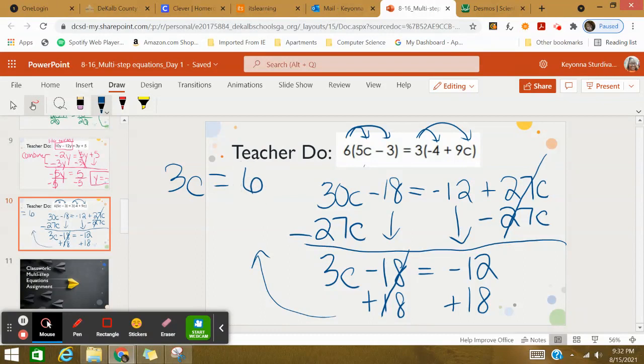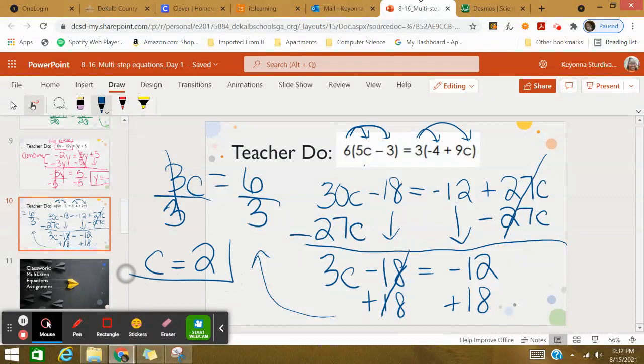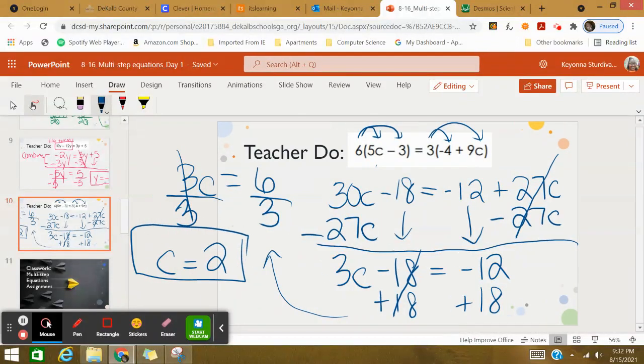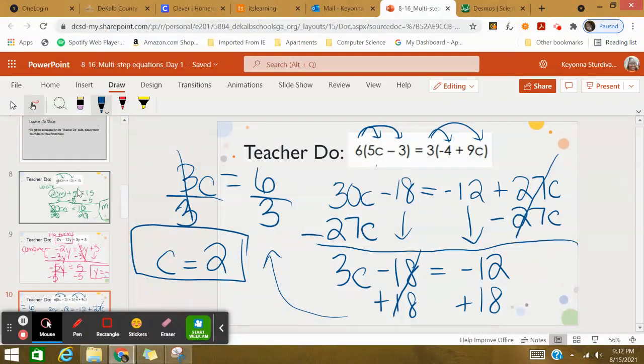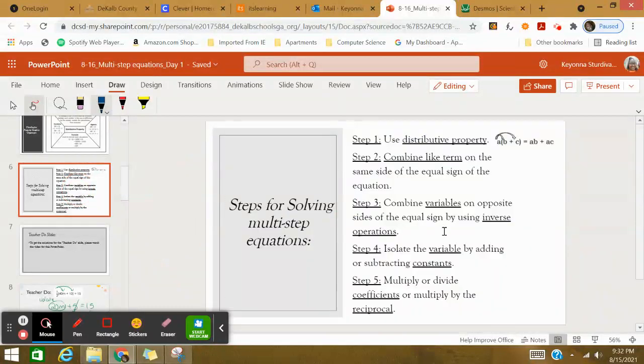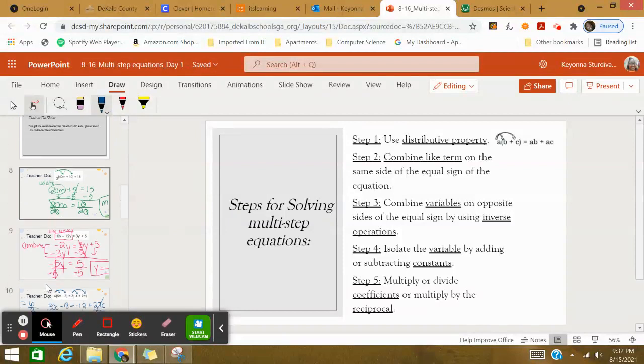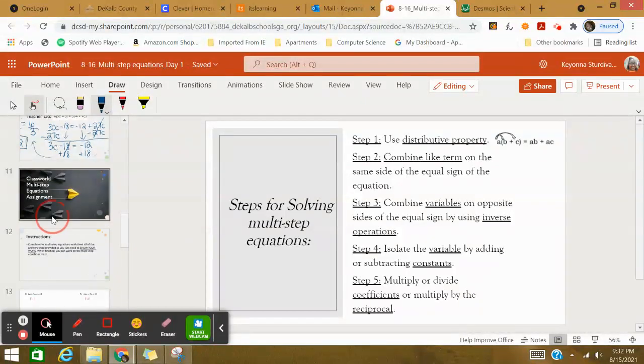And then finally, I want to get to the last step, which is isolate this variable, get it by itself. This is being multiplied. The inverse of multiplication is division. So I'm going to divide both sides by 3. And so I'm left with just c is equal to 2. And I am done. So this is how you will go through using multi-step equations. And again, if you're unsure what step to do, I would go back and look at steps 1 through 5 and figure out which step you need to do next. Okay. And you can just kind of check it off from there.